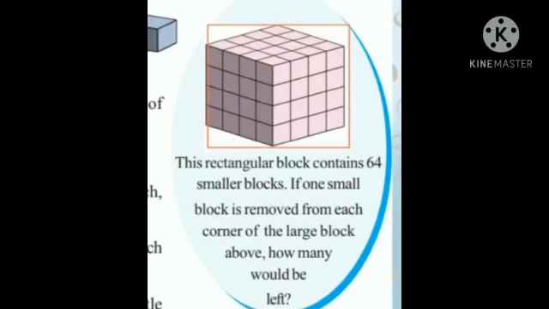This is your work. This rectangular block contains 64 smaller blocks. If one small block is removed from each corner of the large block, how many would be left? There are 64 smaller blocks. From all corners, one block is removed. Then how many smaller blocks are left there?